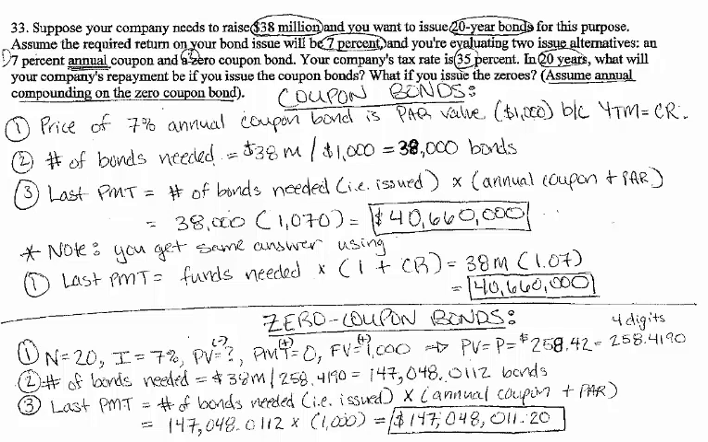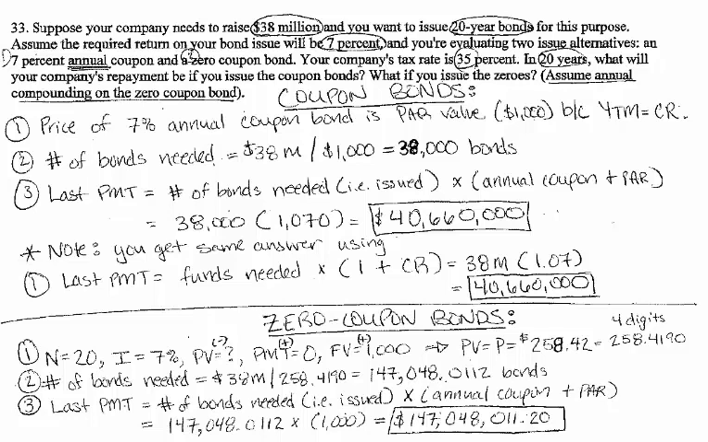Okay. Now, step one. Let's look at coupon bonds first. As we just talked, the price of a 7% annual coupon bond is par value because the yield to maturity equals the coupon rate, right? So now, how many bonds do I need? I got to raise $38 million. So if I'm selling them for $1,000, I'm just going to take $38 million and divide it by 1,000. I've got to sell 38,000 bonds, right?